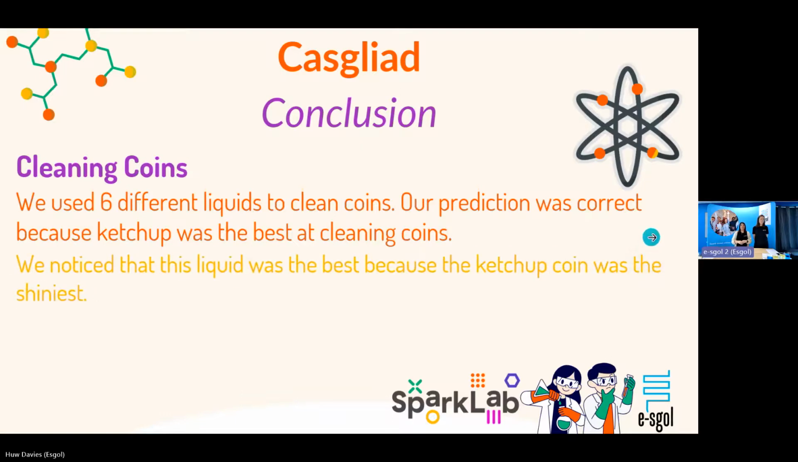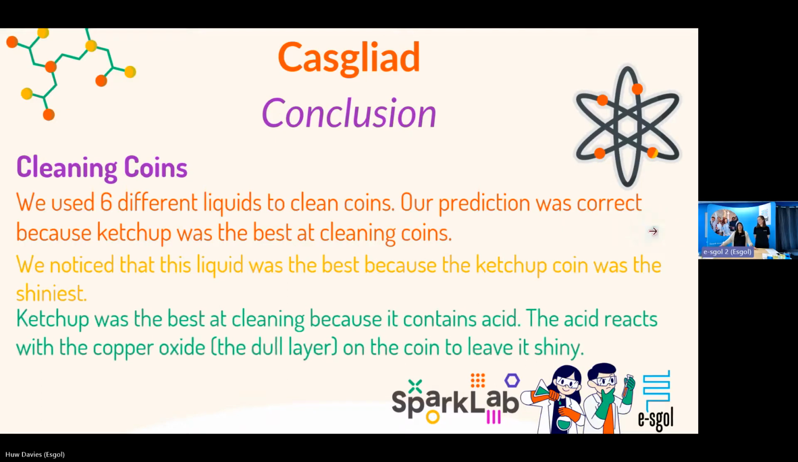Very nice simple statement to start off. Then we expand on it by saying how we knew. So we knew that ketchup was the best because it made the coin the shiniest after being submerged in it. Fantastic. And then even better again is our why. We knew that ketchup was the best at cleaning the coins. It contained that acid. It reacts with that copper oxide on the surface and left it nice and shiny. Now, of course, you can add other details, but as long as you follow this kind of format, that will always get you a good conclusion.